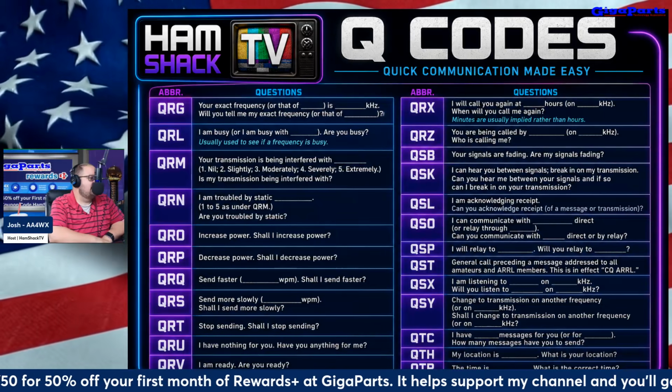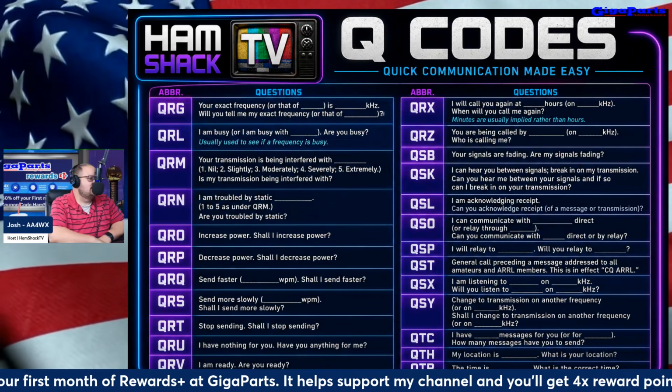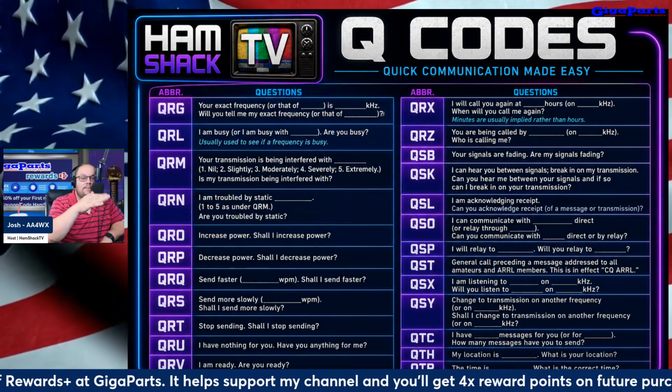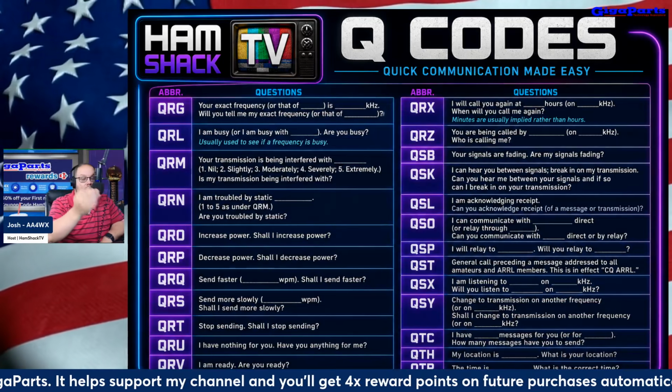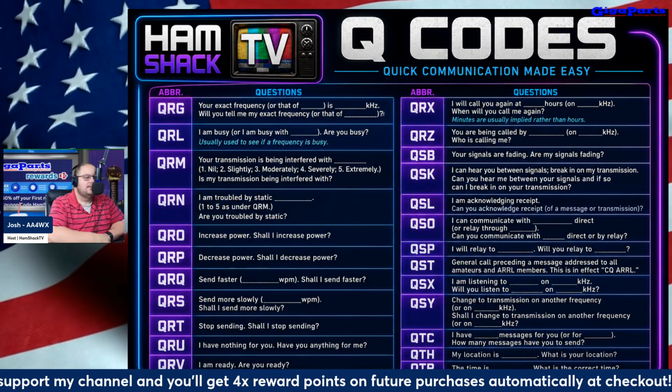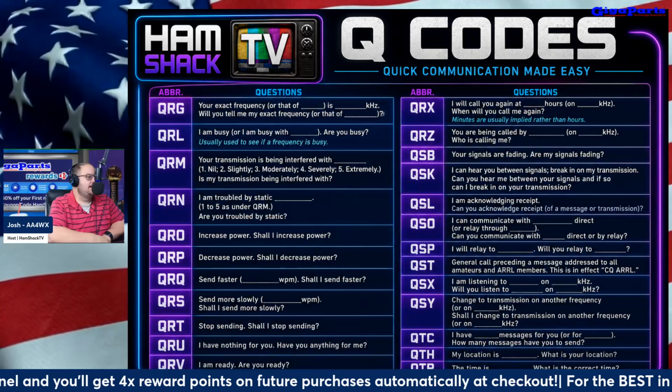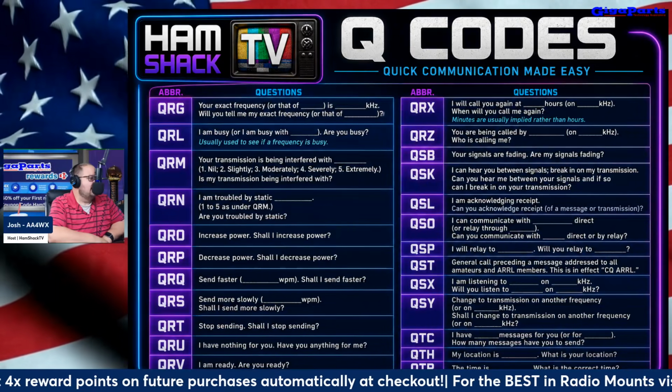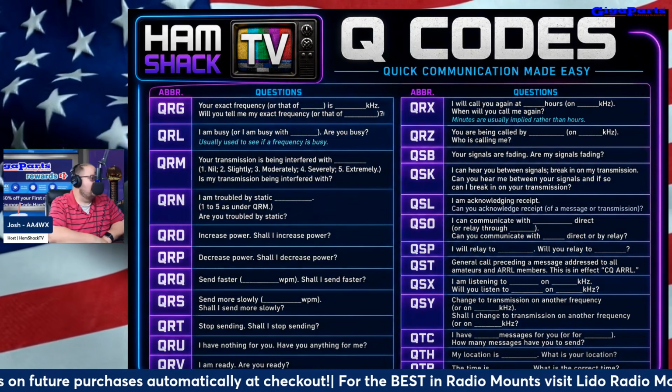QSB, your signal is fading, or my signal's fading. A lot of times propagation will change in real time, instantly. So you could hear QSB. There's a lot of QSB. Signals are fading, that kind of thing.